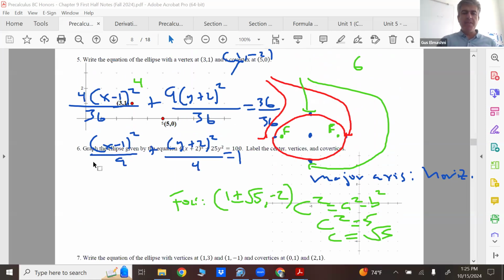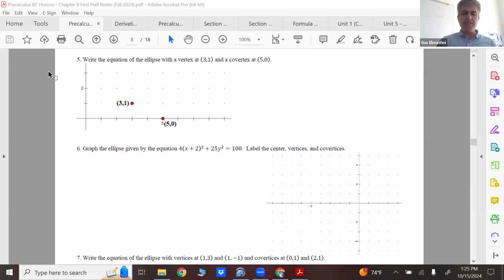Let's move on to 5. If 3, 1 is a vertex and 5, 0 is a co-vertex, wouldn't this be your center? Would that make sense as your center? Oh, wait. You're right. Sorry. My bad. No, because you need this to be a vertex. You need it to be longer. My apologies. It's gonna be right here. It'll be a 5, 1.